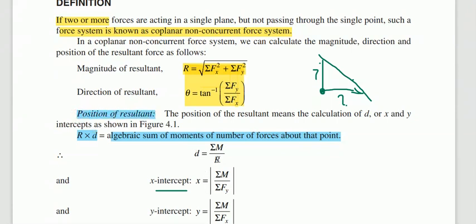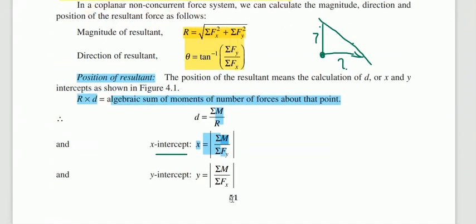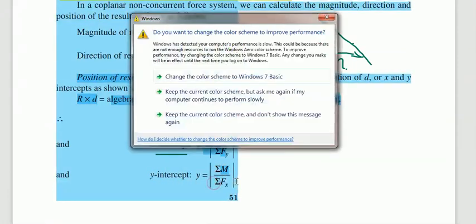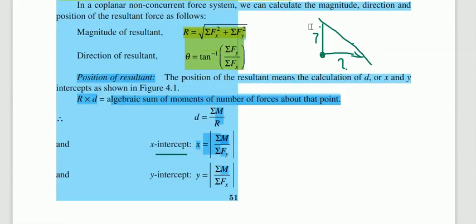D is nothing but the position of the resultant, which is equal to summation of M divided by R. Summation of M means the moment of all the forces about any prescribed point A, B, C, whatever point has been given in the problem. The x intercept is the distance along the x axis, and along the y axis from that point: summation of moment divided by summation of Fy will give you the x intercept, and summation of M divided by summation of Fx will give you the y intercept.